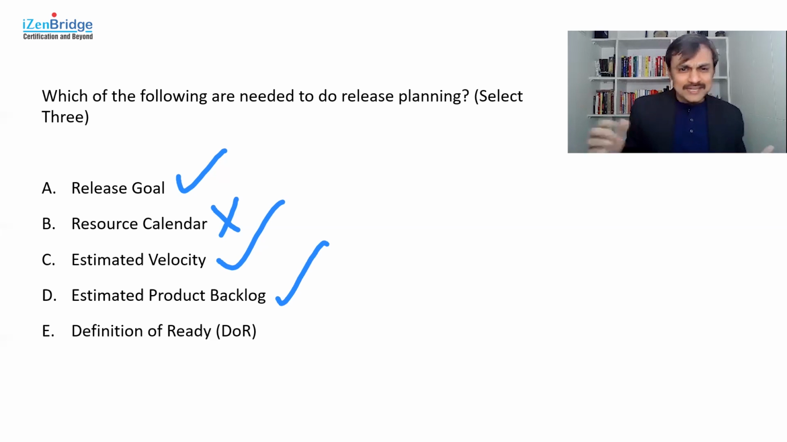Definition of ready seems to be just an outlier. You may get tempted to pick it, seeing, oh, this seems to be an agile term, let's pick it. May not be needed. Definition of ready is more about facilitating the refinement of a product backlog over a period of time, and it's more like an agreement for the refinement purpose, but it has not much to contribute when we are doing the release planning. So release goal, estimated velocity, estimated product backlog seems to be the good option for doing release planning.